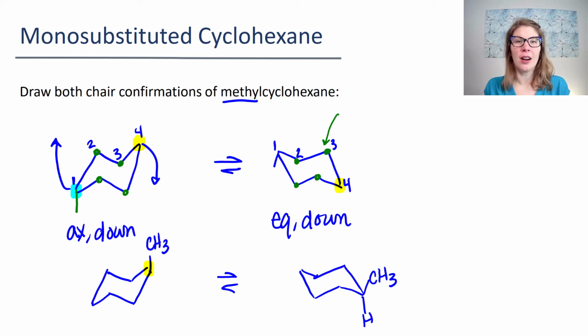Can you start on the other carbons? Absolutely. Is it easiest to do it this way? Yeah. You should just pick carbon 1 or carbon 4 and start with that.